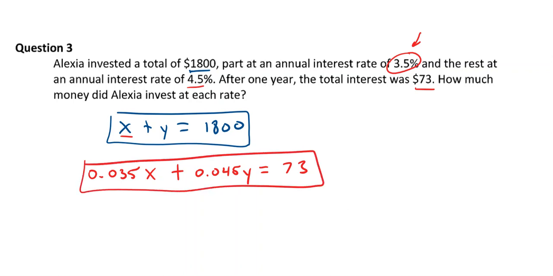Now you're probably guessing which one we should rearrange for. It'd be kind of annoying to rearrange for y in this case. I think we should probably rearrange for x or y in the first one. We haven't done rearranging for x yet, so let's rearrange that one for x instead.